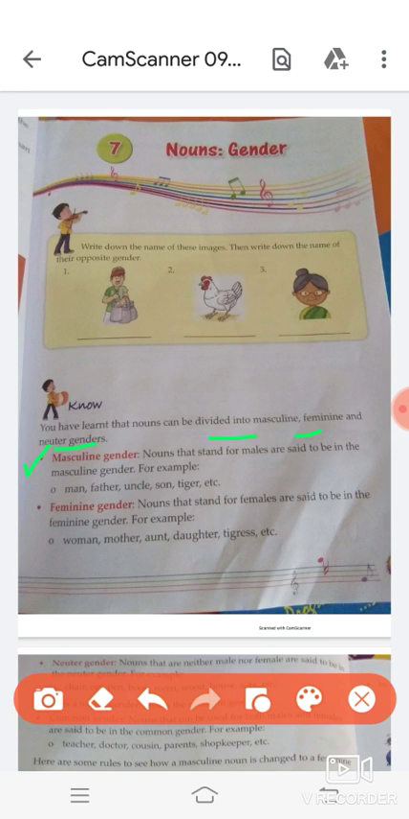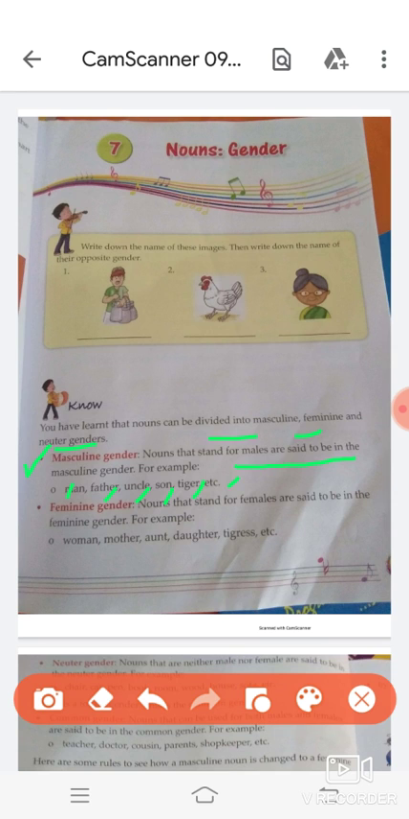So nouns that stand for males are said to be in the masculine gender. For example, man, father, uncle, son, tiger, etc. Nouns which stand for males are called masculine gender. For example, man, father, uncle, son, tiger, all nouns stand for males, so these are masculine gender.